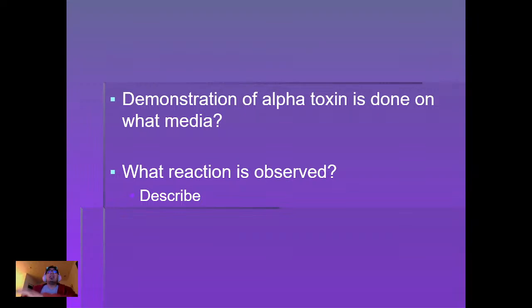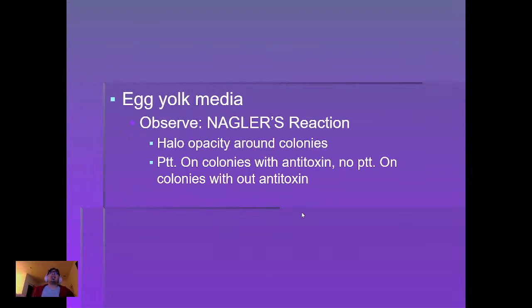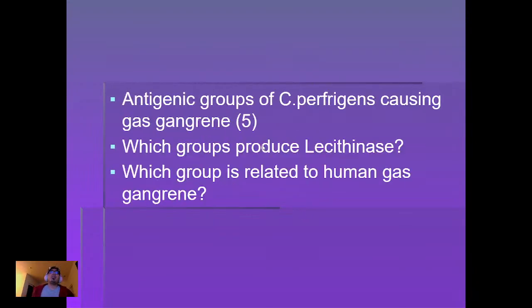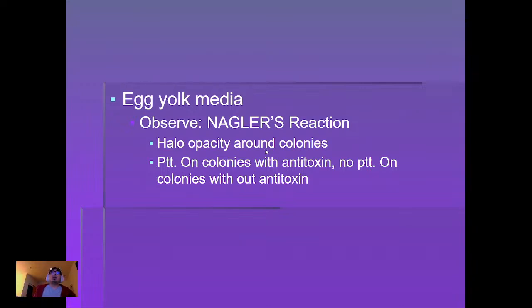We use the egg yolk media, and we observe for what we call Nagler's reaction. Nagler's reaction is characterized by a halo opacity around the colonies. And precipitation of the colonies with antitoxin, no precipitate. On colonies without antitoxin, you'll see precipitate. Okay?